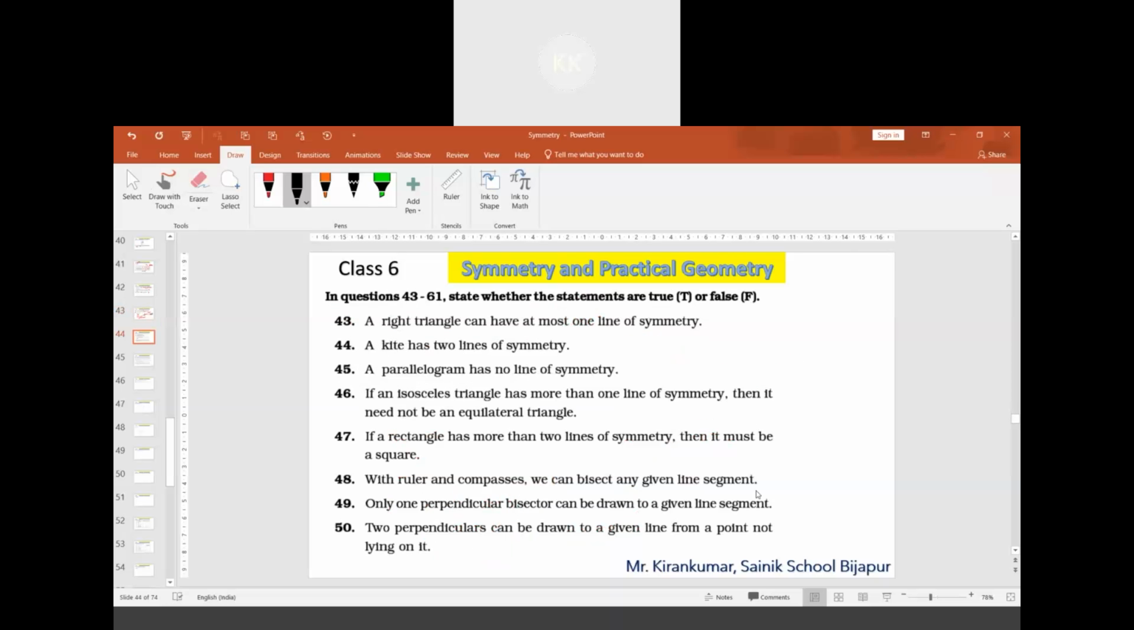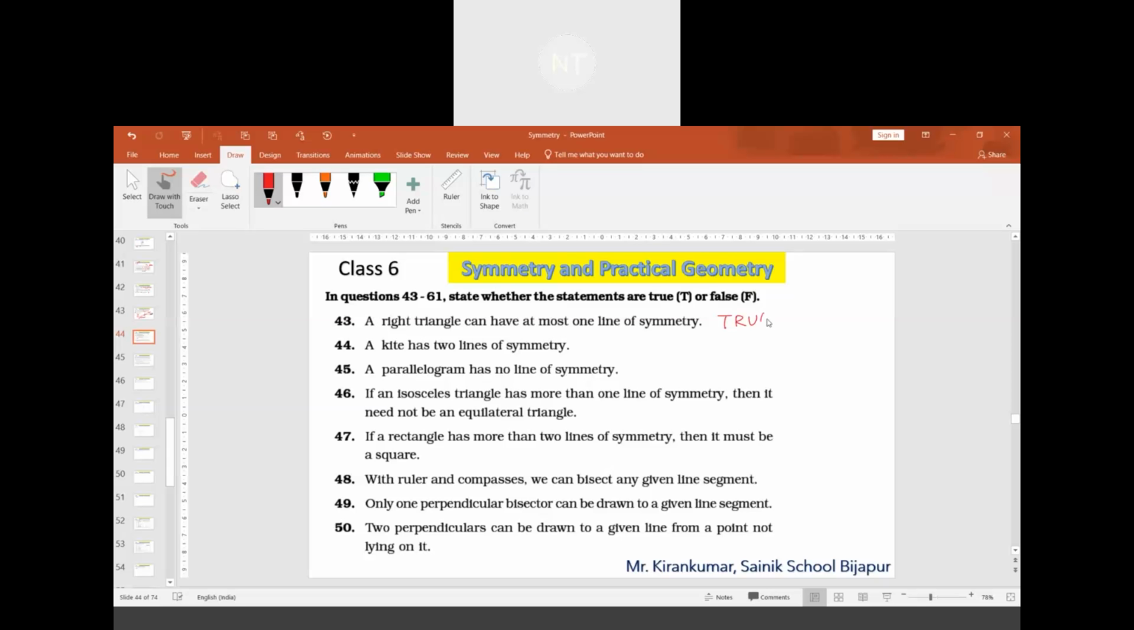Moving further, we have questions 43 to 61. They are true or false type. We need to identify the statements as true or false. If it is a false statement, we shall discuss the reason also why it is false. Question 43: a right triangle can have at most one line of symmetry. True, sir.